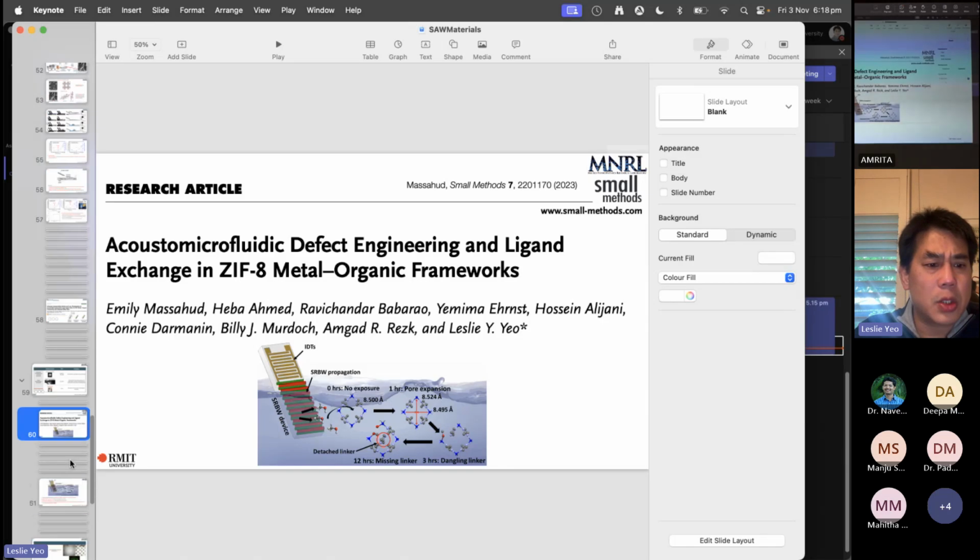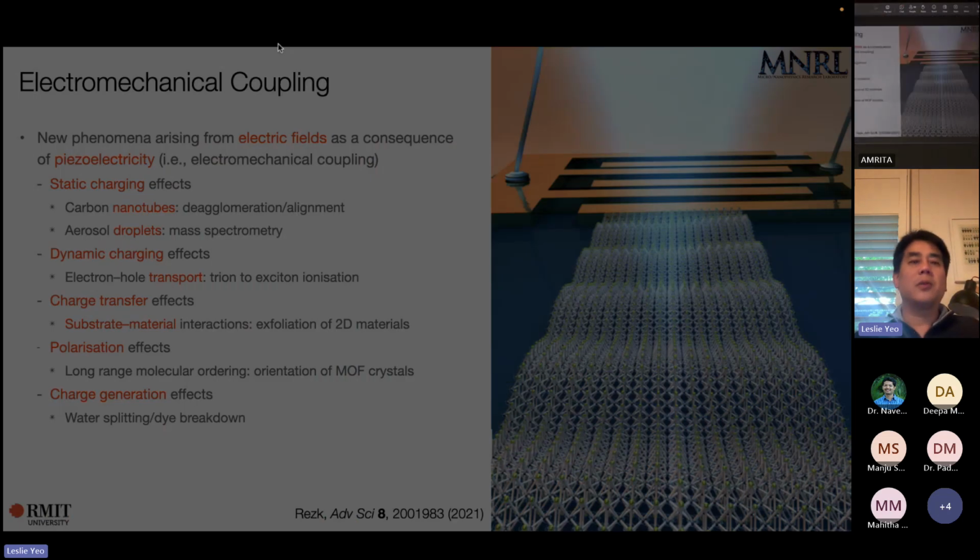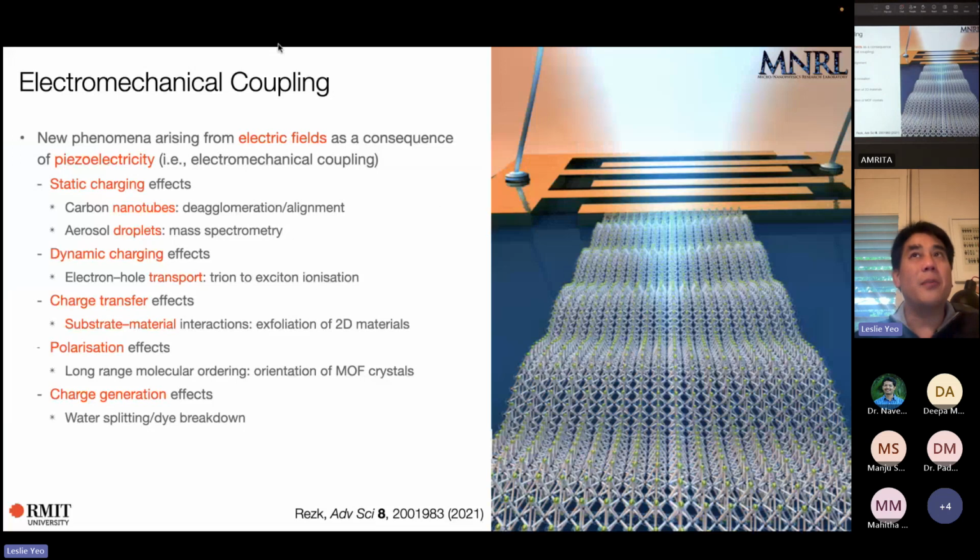So let me just conclude this talk because I'll skip all the rest of the slides. I hope that I have showed you at least some interesting phenomena, if nothing else, when we couple these high frequency 10 megahertz order sound waves into these different materials, whether it's 2D or 3D, and you saw the different phenomena, whether it's the exfoliation or the crystallization. You see very interesting effects arising out of what we believe is the combination or the coupling between the electric field and the mechanical field, right?